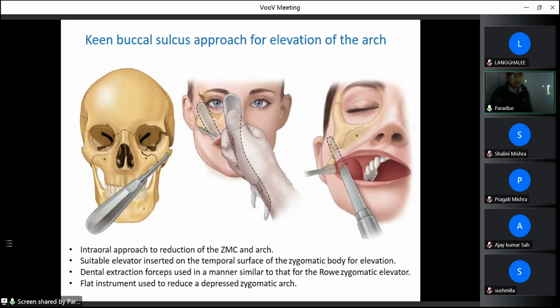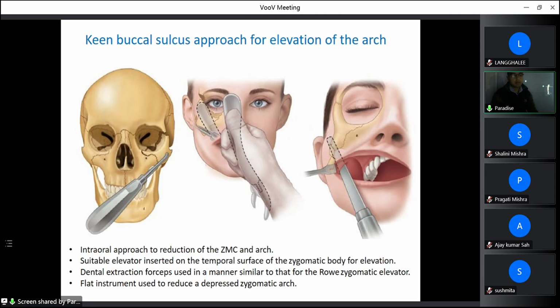A flat instrument is used to reduce the depressed zygomatic arch. If it is a simple depressed arch fracture, you can operate it by the buccal sulcus approach or the temporal approach, either the Gillies temporal approach or Keen's buccal sulcus approach. It is only for simple depressed fracture. If it is a comminuted fracture, then you have to open it.